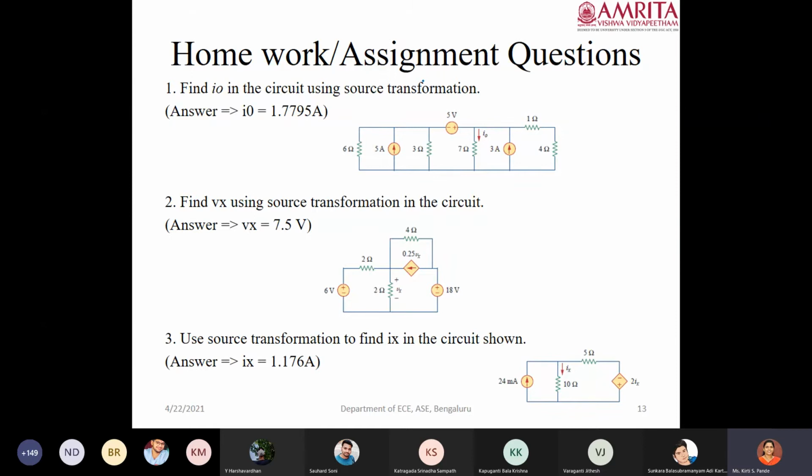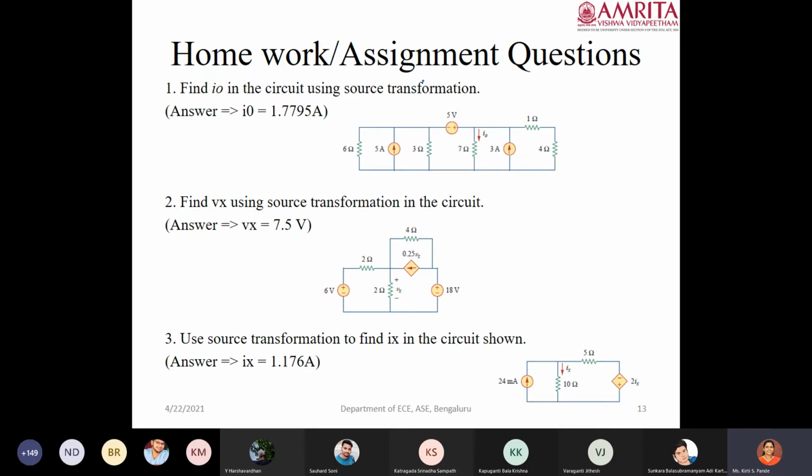Now I have a request for all of you. In circuit theory, there are lots of problems which can be solved, thousands or like that. But nobody can solve them all. But if you solve whatever problems are solved in the class and whatever problems are given for homework on your own, that much if you solve, you will be comfortable with any circuit. That much guarantee I can give you.